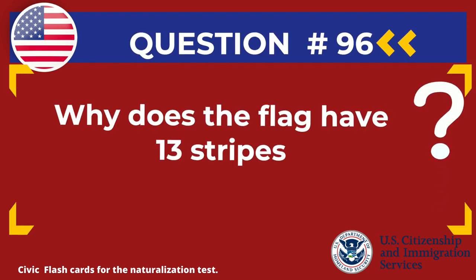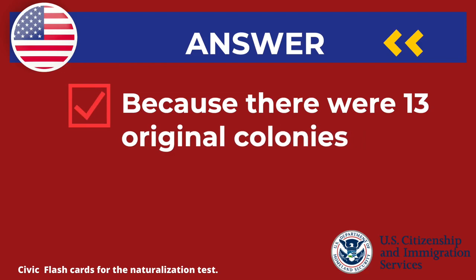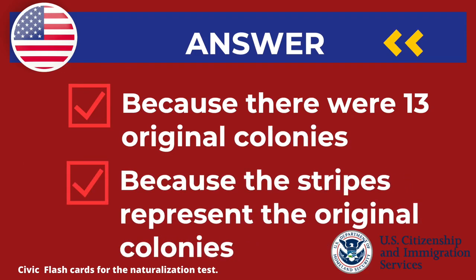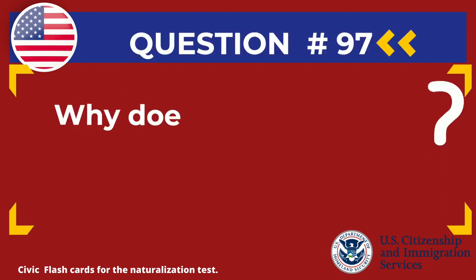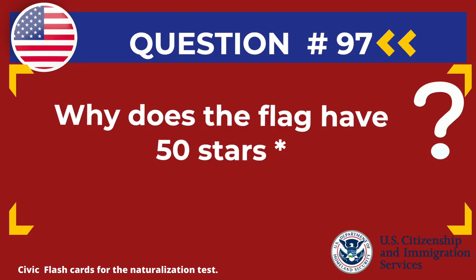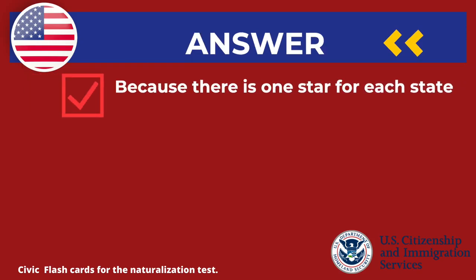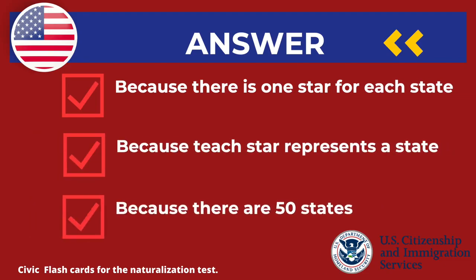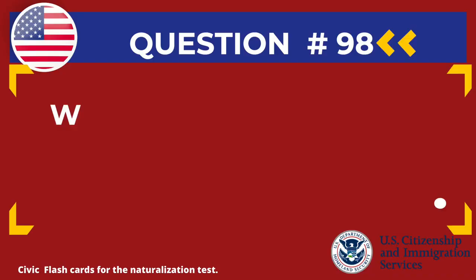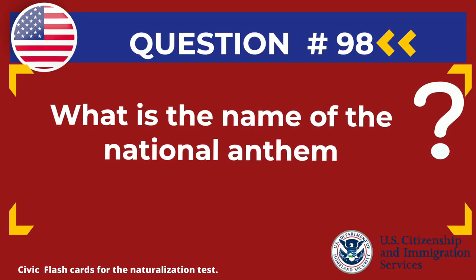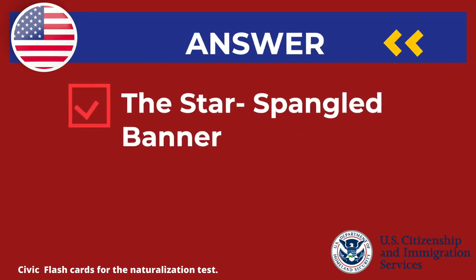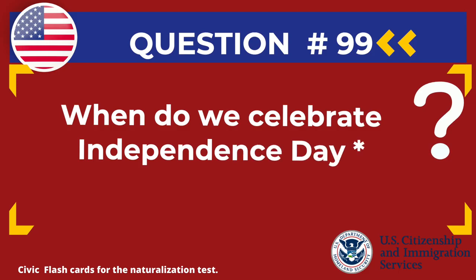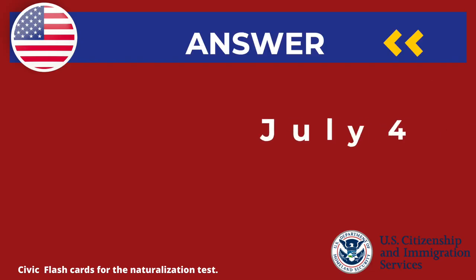Why does the flag have 13 stripes? Because there were 13 original colonies. Because the stripes represent the original colonies. Why does the flag have 50 stars? Because there is one star for each state. Because each star represents a state, because there are 50 states. What is the name of the national anthem? The Star-Spangled Banner. When do we celebrate Independence Day? July 4th.